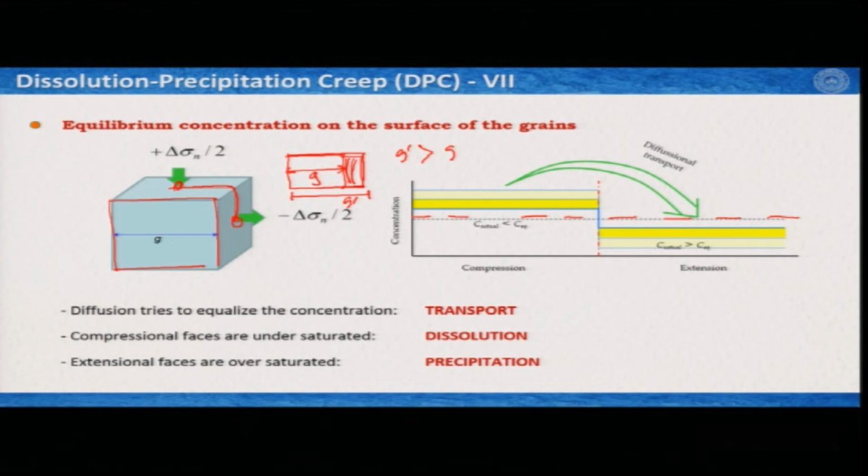Compressional phases are under saturated most of the cases. So, therefore, you would have dissolution. So, material will dissolve on compressional surfaces, and extensional phases are oversaturated, therefore, you would have precipitation on this surface. So, these are the three basic mechanisms. First you have dissolution, then you have transport, and then finally you have precipitation.